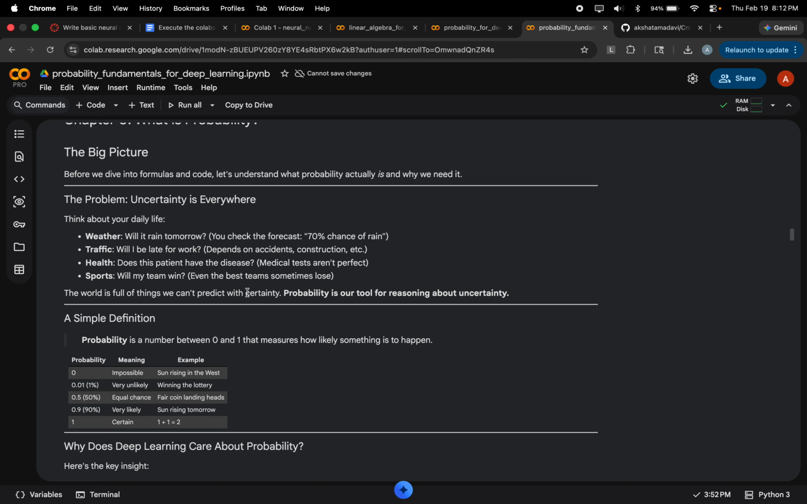So probability is the chances of having some occurrence. So mostly chances. Like in weather, it can be, will it rain tomorrow? So what are the chances of the rain? 70% chance. So this 70% chance is probability. Traffic is also, it can be regression, continuous value. It can be a classification problem as well. Traffic, will I be late for work? And it can depend on different aspects as well.